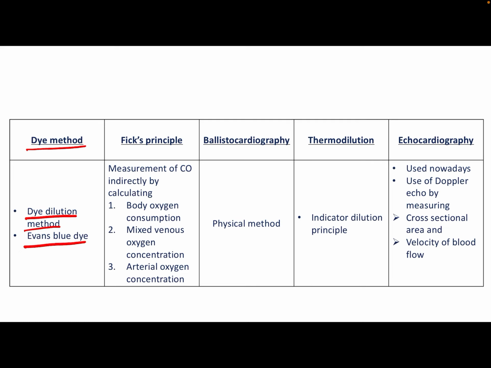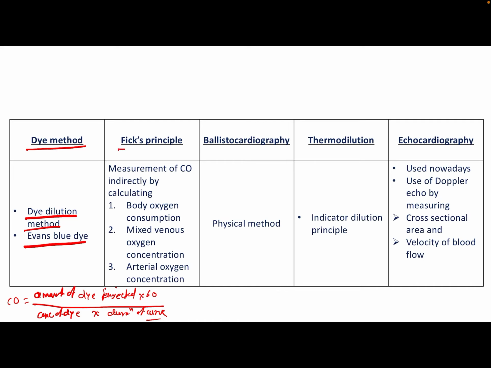Now in the dye method, the formula used for the cardiac output is: CO equals the amount of dye injected, in milligrams, multiplied by 60, divided by the average concentration of dye, that is the concentration of dye in each ml, multiplied by the duration of the curve in seconds. This formula is used for the dye method.